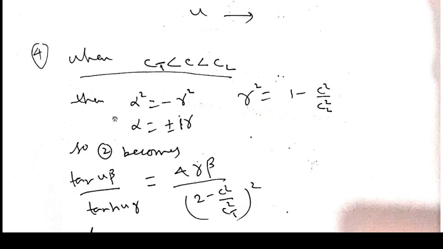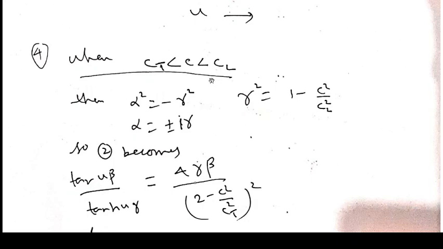Now when your C is between CT and CL, it means that our phase speed C is greater than the transverse wave speed and less than the longitudinal wave speed. So in this case, our alpha square is minus gamma square, so alpha is plus or minus i gamma, and beta remains positive.